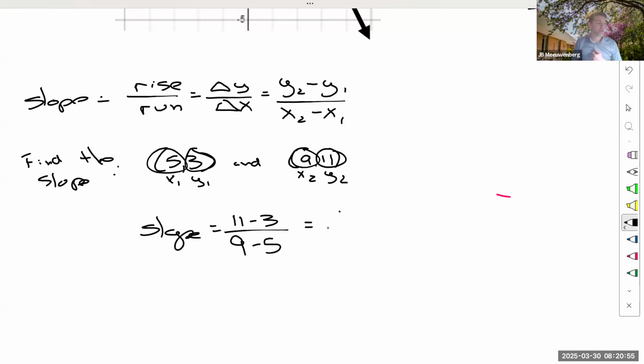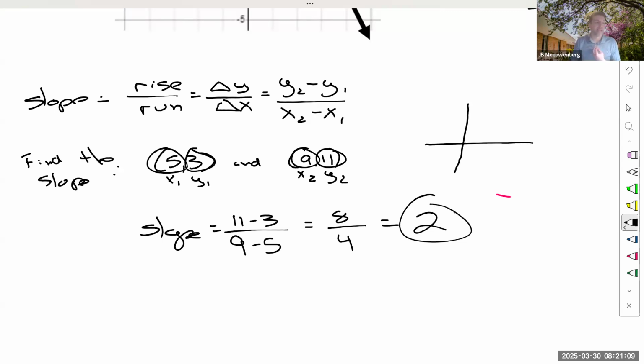Do those calculations, we see that it's 8 over 4, and if we simplify it or reduce it all the way, we end up with 2. So that is a slope of 2. If you wanted to know what that looked like on a graph, it would mean, again, that for every 1 spot you move this way, you would move 2 spots this way. 1, 2. That's what that slope is representing. And that's how we calculate it.